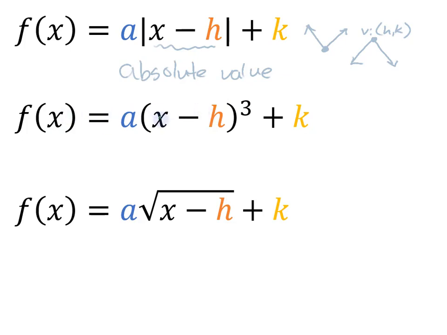Our next function is our cubic parent function, our cubic transformation here. We know that because x minus h is being cubed. So if you remember the cubic shape, it's kind of an S shape through the origin. At this point, it's not a vertex, but it is a nice critical point on our graphs, where it's going to change directions. This would be, if a is positive, it opens up and to the right.